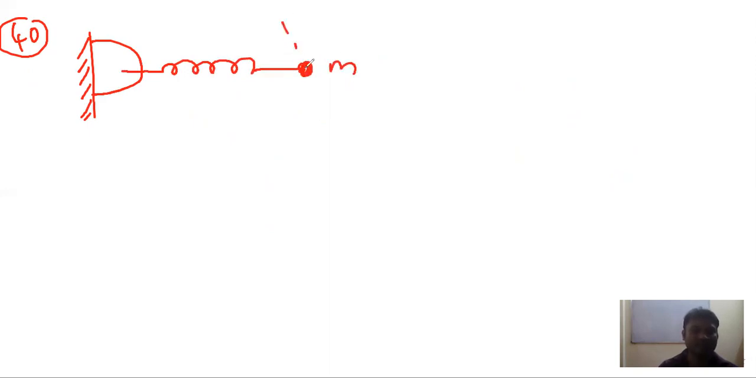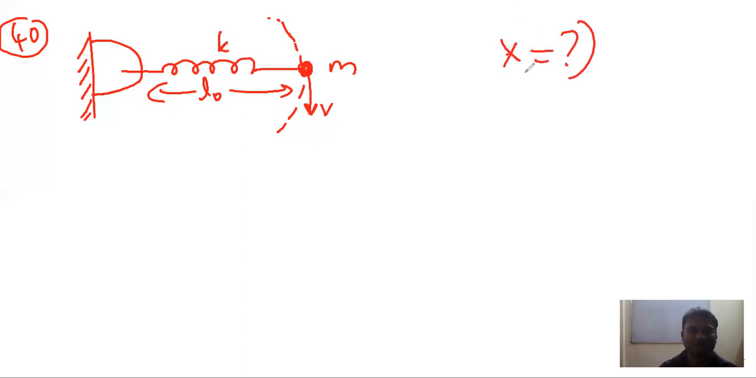Next, let us take question number 40. In question 40, we are given a diagram. So we have a spring as shown, and the other end of the spring is attached to a small mass. And this is moving in a circular path. Now, the mass m moves with some velocity v, which is in the tangential direction. The natural length of the spring is L0 initially, and the spring constant or stiffness of the spring is K. We have to find the elongation in the spring.